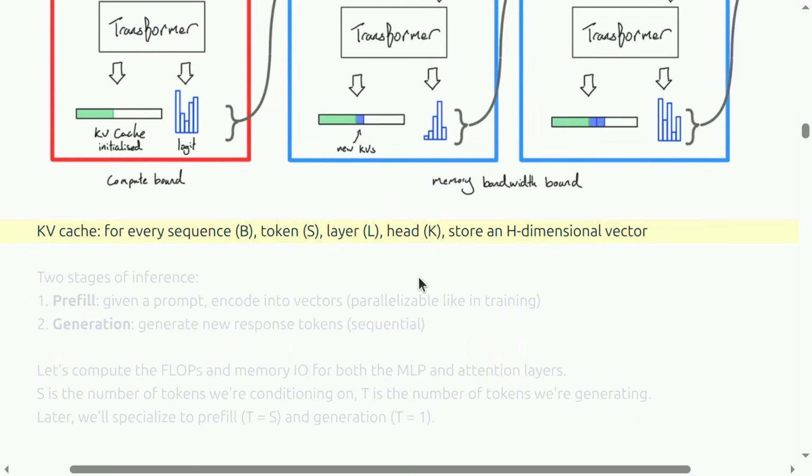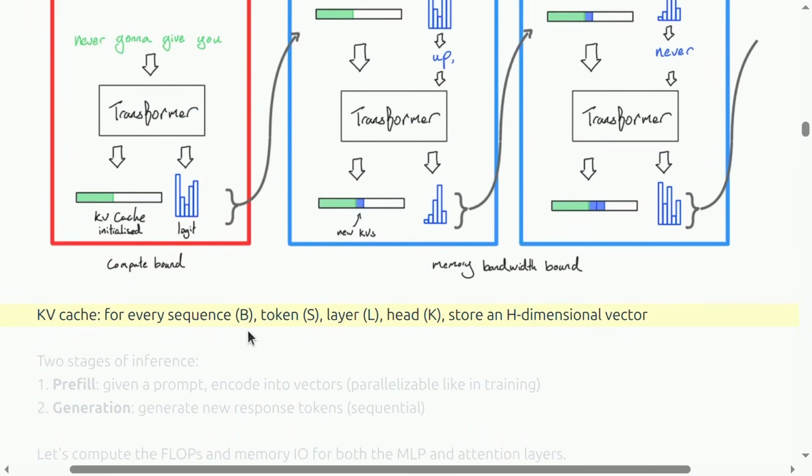Okay, so the KV cache formally is for every sequence, so there's B of them. For every token, there's S of them. And for every layer and every head, you store an H-dimensional vector.